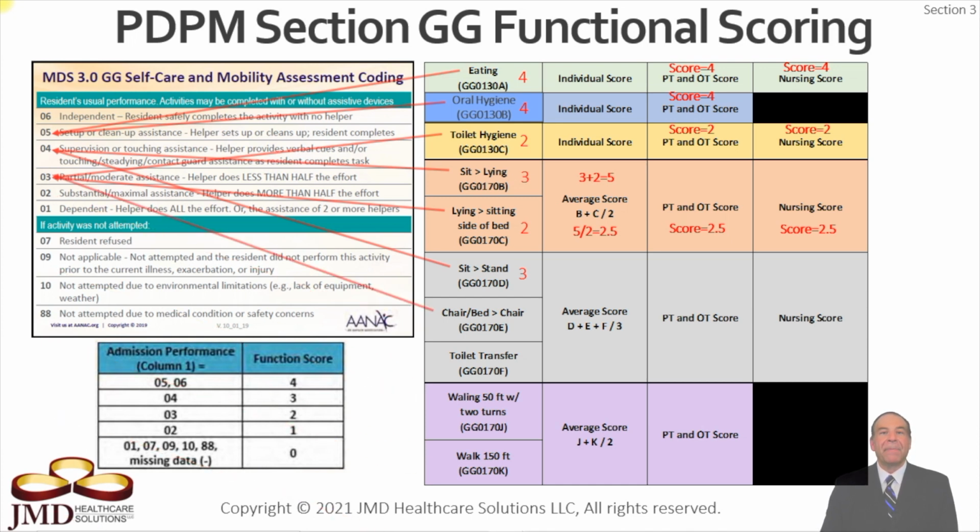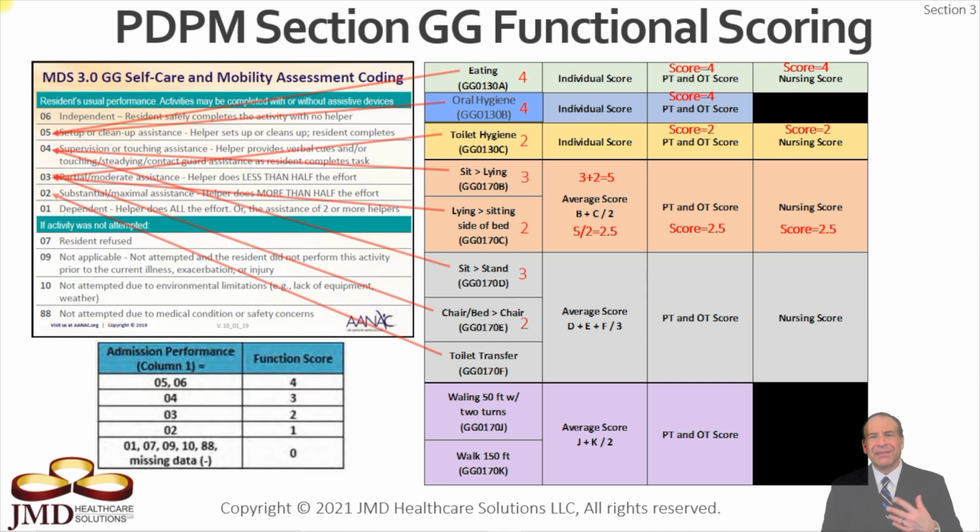We have bed or chair to chair, which we're going to say is a moderate assist, a little more assistance with that. So that's going to be a 3 to a 2. Then one more, we're going to have toilet transfer, not toilet hygiene, toilet transfer. And this was a little bit tougher for her.